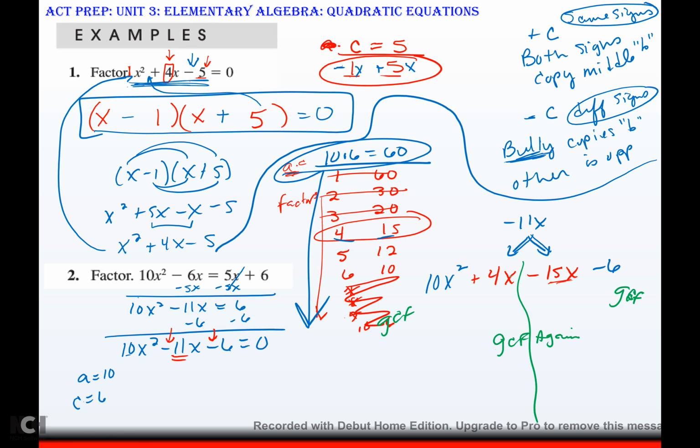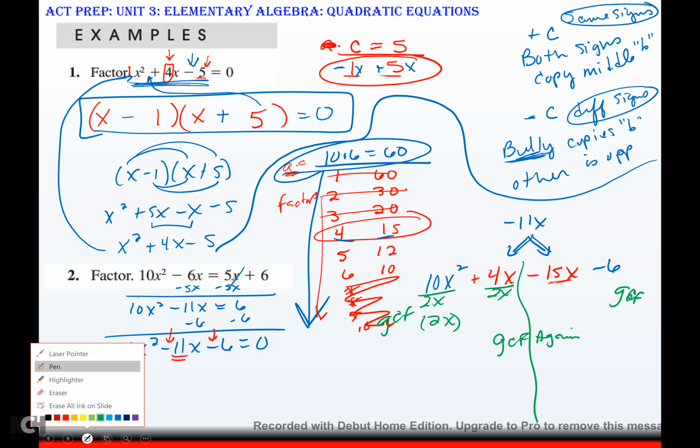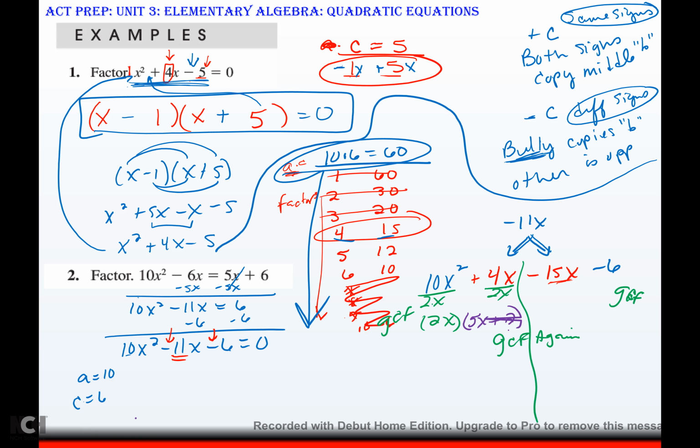So on this side, I'm looking for a GCF. The biggest number that goes into both is 2. And this guy has 2 copies of x, this guy has 1, so 1 is the greatest that they have in common. To get what's left, I divide by 2x, which is going to give me, let's switch colors here, purple. 10x squared divided by 2x would give me 5x. Positive 4x divided by positive 2x would give me positive 2.